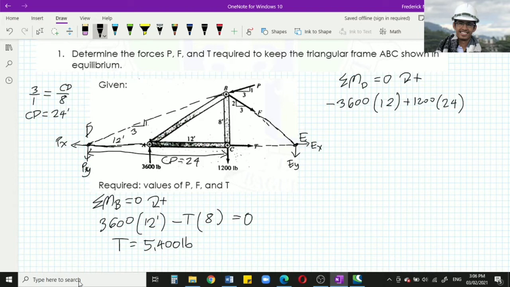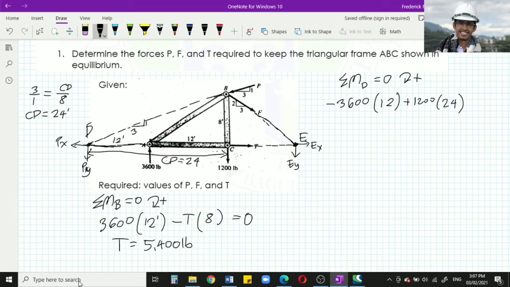Yung force F natin, hindi natin may moment, okay? Kasi concurrent siya sa ating point D. And then, yung force F natin, which is unknown, yun yung pwede nating i-moment sa ating point D. Okay? So, we can use yung ating X component na lang if in-extend natin yung line of action ng ating force F hanggang dito sa point E.